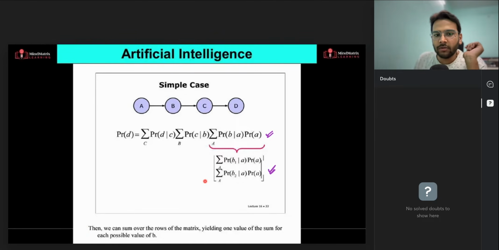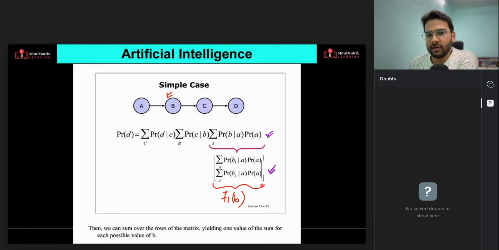Now this whole term, I'm saying that this is nothing but f1 of A. Let's say it is f1 of A. Sorry, f1 of B, because we are interested in finding the probability of B given A. It should be f1 of B. Is this clear? Any doubt? So this entire term, I'm replacing it by this factor.